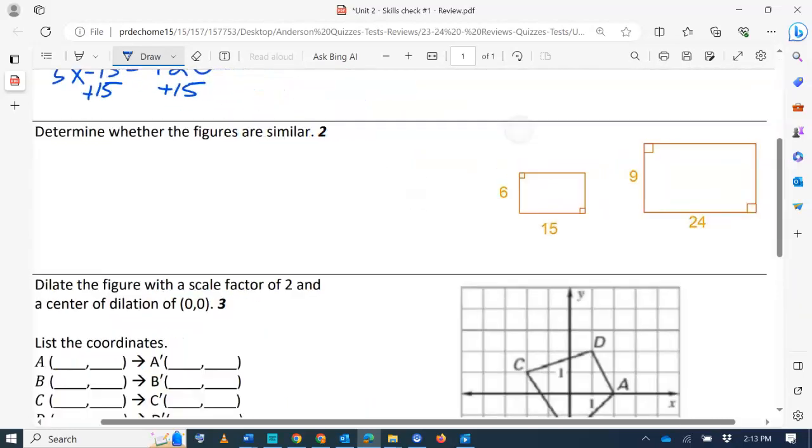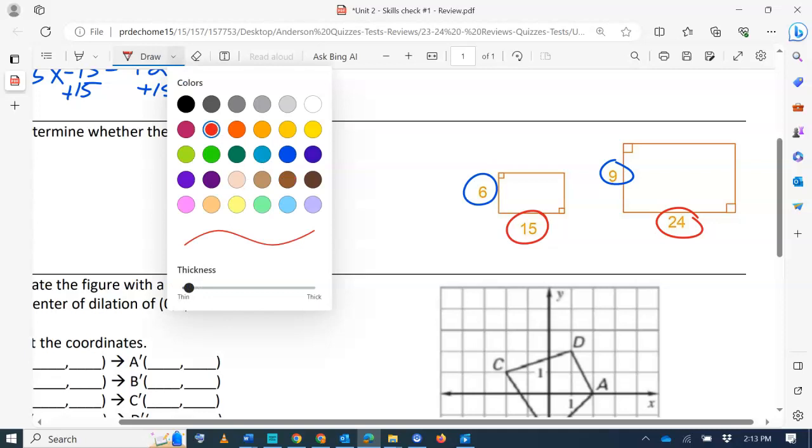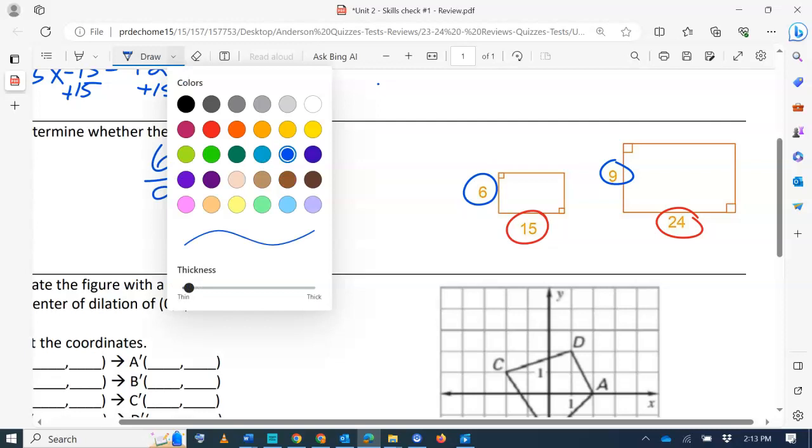Oops, too far out. Determine whether the figures are similar. Okay, so this is where we take corresponding sides, which would be this one and that one, and 15 and 24, and set them over each other and see if they are equal. I'm going to do the smaller shape up top, so we'll do the 15 over 24, and I'll do the other numbers in blue. Since I circled them in blue, the 6 up top over 9, and we are questioning whether or not these two things are equal.